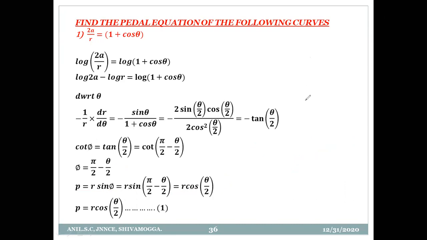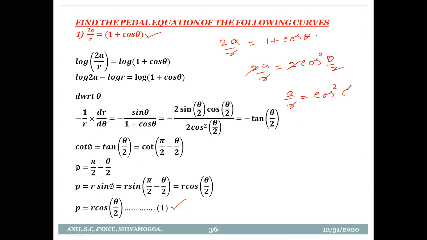What is the third working rule? The third working rule is using this equation and the given problem, eliminate theta. This is equation number 1. The given problem is 2a divided by r is equal to 1 plus cos theta. 1 plus cos theta can be written as 2 cos square theta by 2. You just cancel this 2 with this 2. Therefore, a by r is equal to cos square theta by 2.